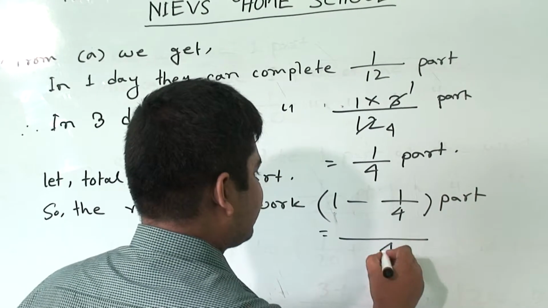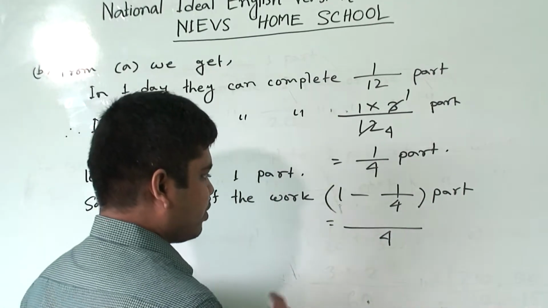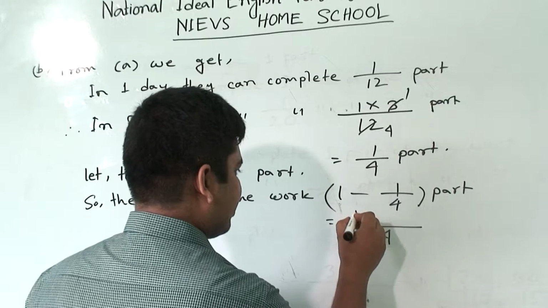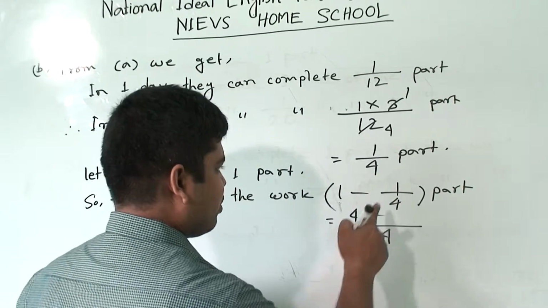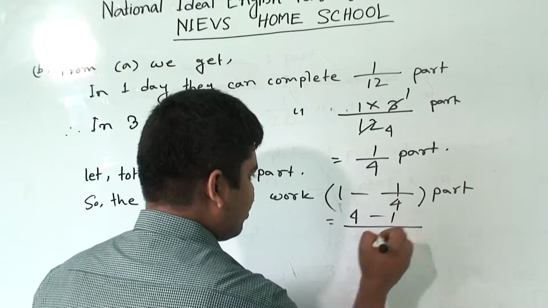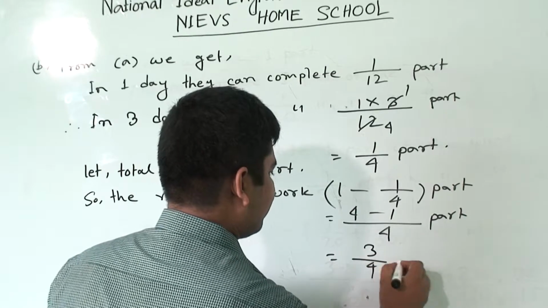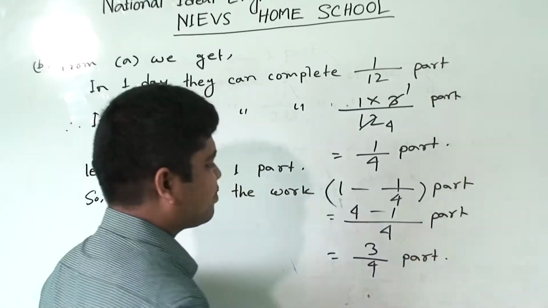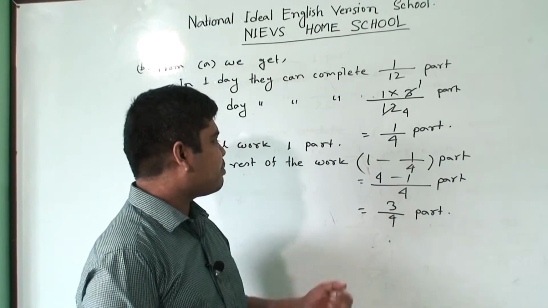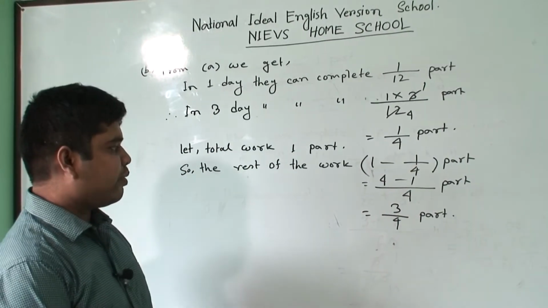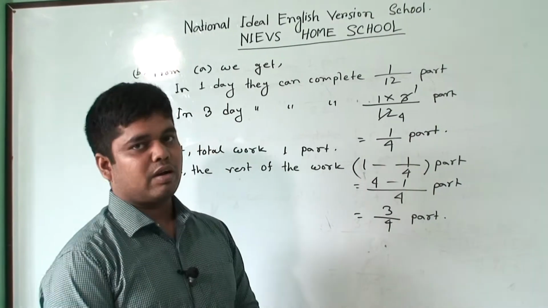So 4 is the LCM. We divide this 4 by 1 and we get 4. 4 is multiplied with this one and we get 4. 4 1s are 4 minus 4 is divided by this 4 and we get 1. 1 is multiplied with this one and 1 1s are 1. That means 3 by 4 part. I hope you have understood. Now my dear student, this work is done by Khalid alone. Now we find out this amount of work is done in how many days.